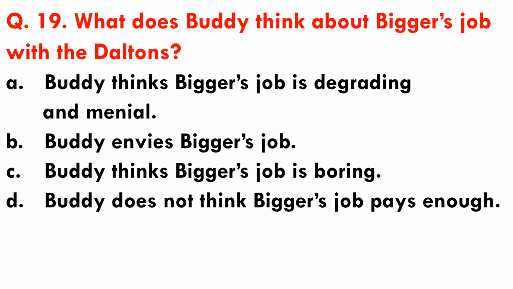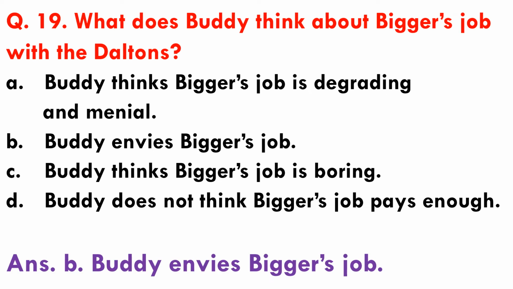Question number 19. What does Buddy think about Bigger's job with the Daltons? What is Buddy's perception about Bigger's job with the Daltons? Options are A. Buddy thinks Bigger's job is degrading and menial. B. Buddy envies Bigger's job. C. Buddy thinks Bigger's job is boring. And D. Buddy does not think Bigger's job pays enough. So here option B is the correct answer. That is, Buddy always envies Bigger's job.